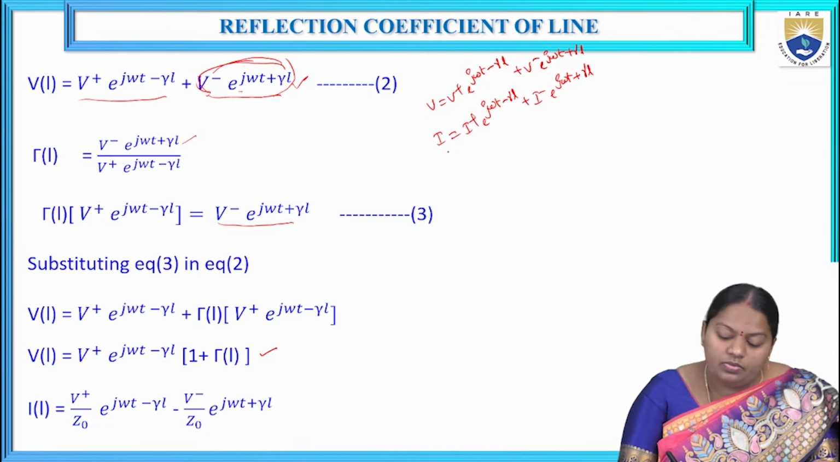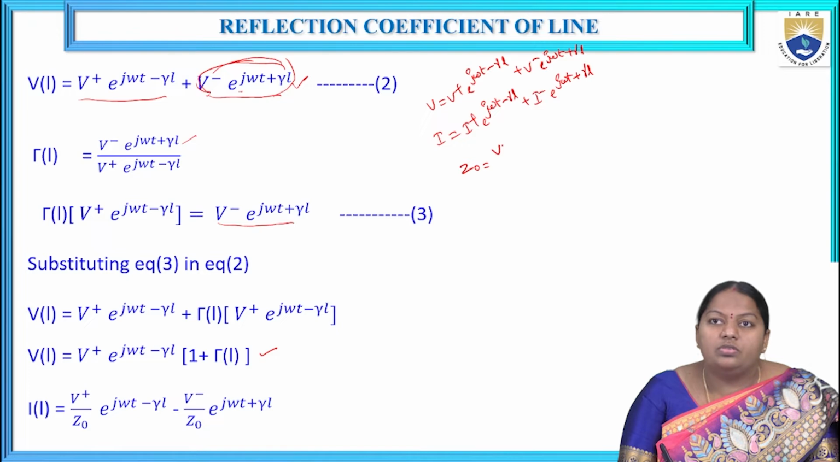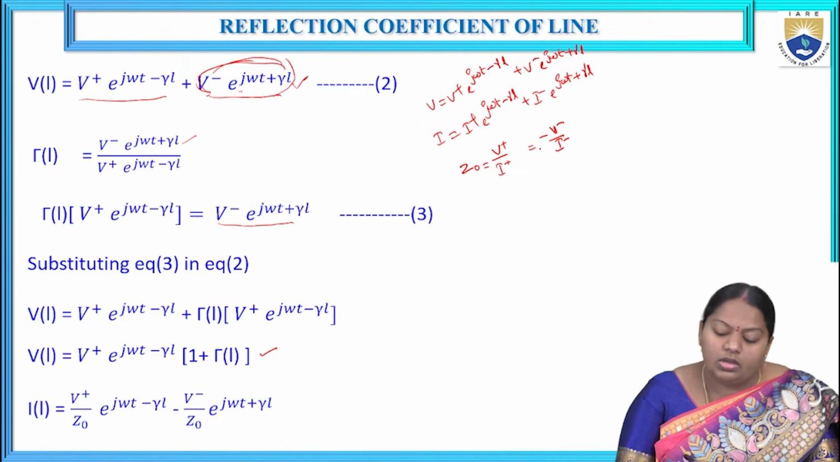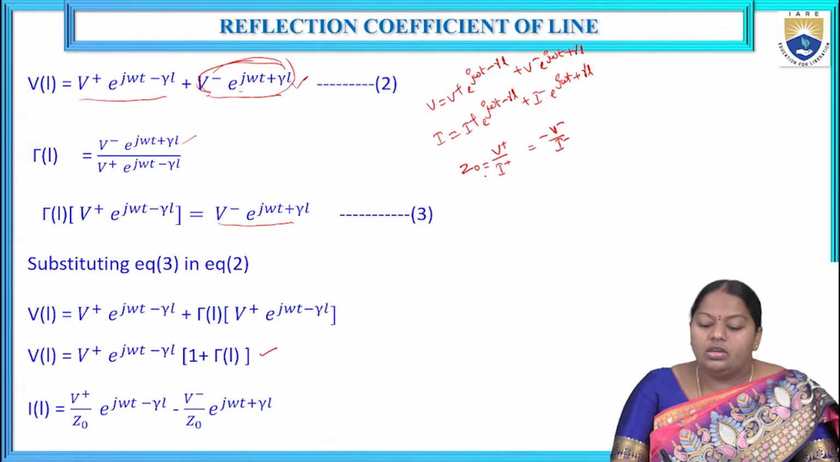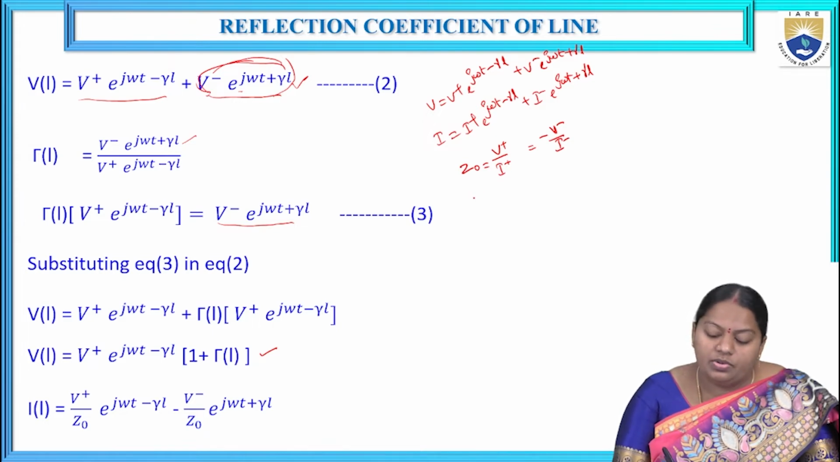So here, if we substitute I plus and I minus, in general the characteristic impedance Z0 can be defined as the ratio of the forward traveling wave voltage to the forward traveling wave current, which is equal to minus V minus by I minus. Okay. So now, in place of this, we consider Z0 equal to V plus by I plus. Now from this, if you want to write I plus, it is V plus by Z0.